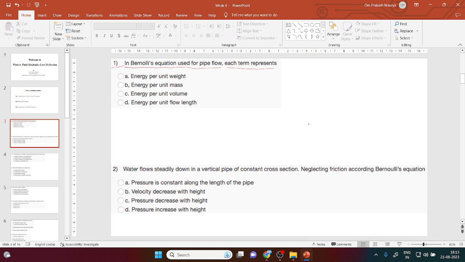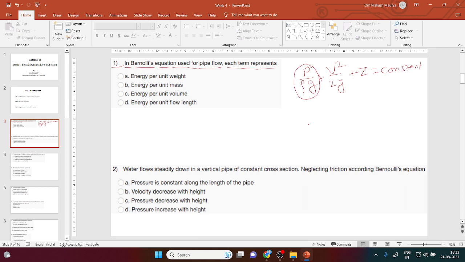The Bernoulli equation is a very common equation in fluid dynamics. It is the pressure head plus velocity head plus datum head equal to constant. In the Bernoulli equation, each term represents what? This is the question.